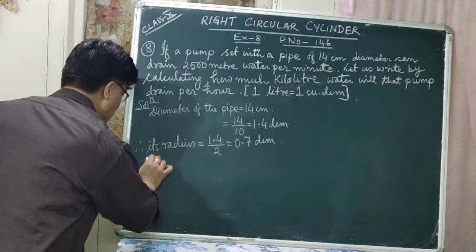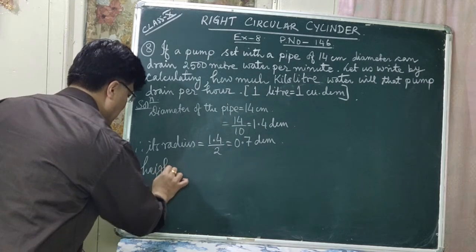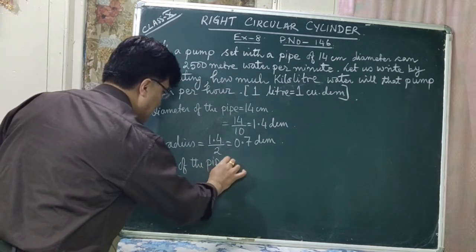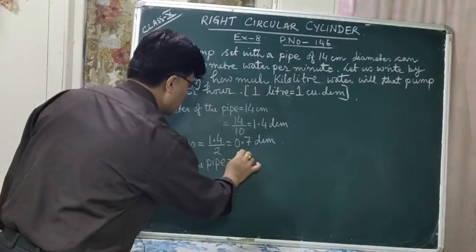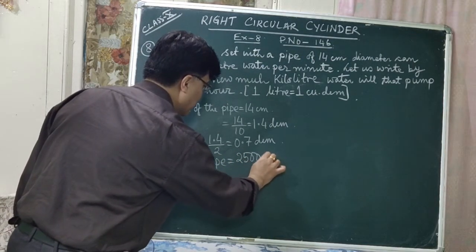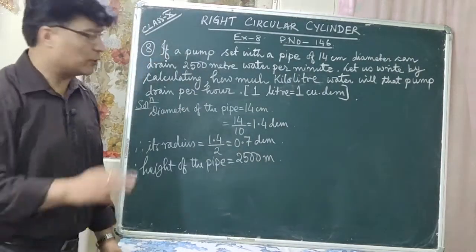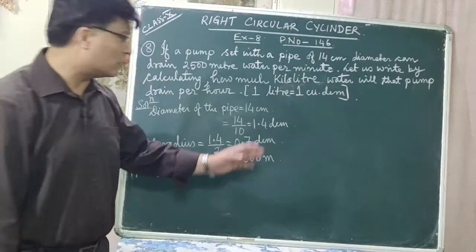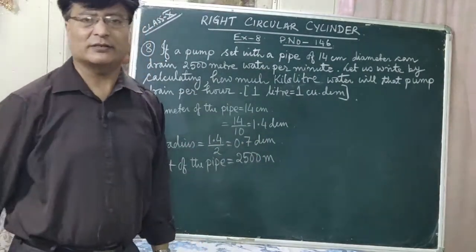So therefore, height of the pipe is equal to 2500 meter. Okay, so यो मिटरलाई पनि हामी केमा कन्भर्ट गर्छौं, डेसिमिटरमै कन्भर्ट गर्नुपर्छ. You have to convert this meter into decimeter, right?